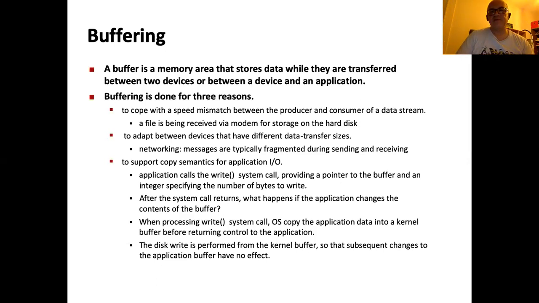You may have different data transfer sizes. So your user program sent 1 megabyte of printer data, but your printer has to print page by page. Or in networking, for example, we have typical IO sizes like 1.5 kilobytes, but you send 10 kilobytes of data, so we need some sort of buffer. Also, we provide copy semantics for the application. At the user level, we pass a pointer, send it to the device, and we update that pointer. What will happen if you do not have any buffer? That value change you made will be reflected on the output. So you send the page to the printer, you update your buffer, and the printer will print the new content of the buffer, which is something you don't like most of the time.